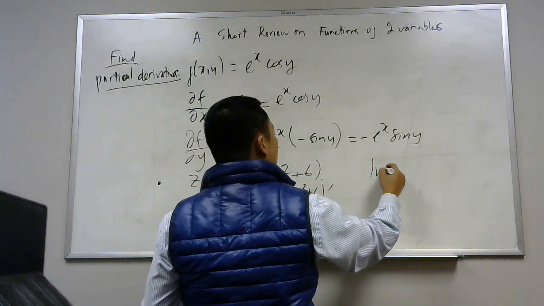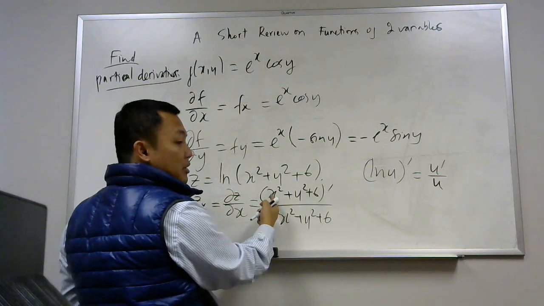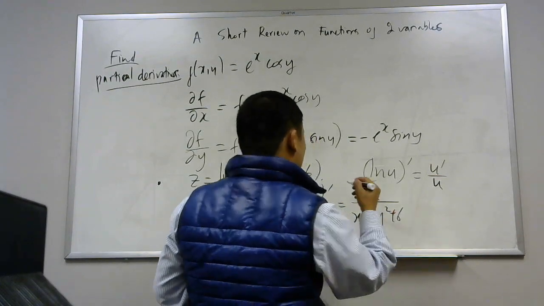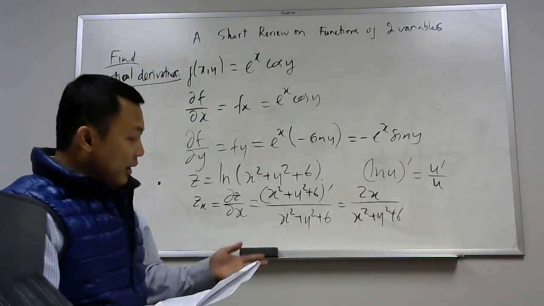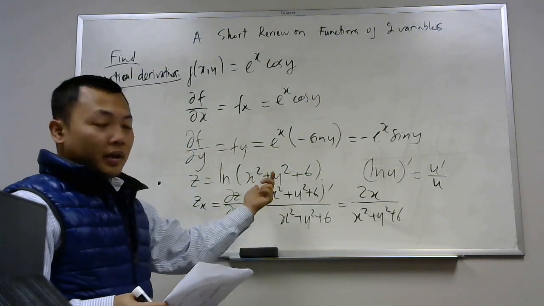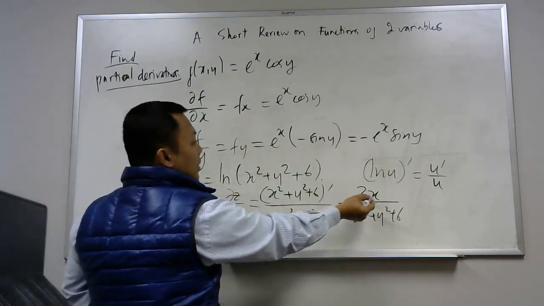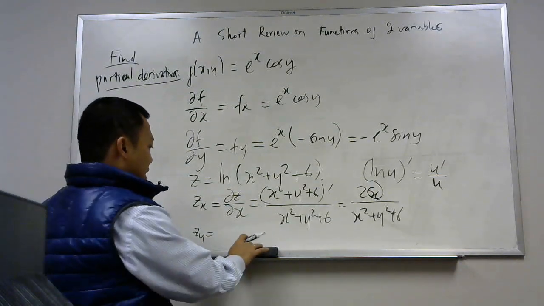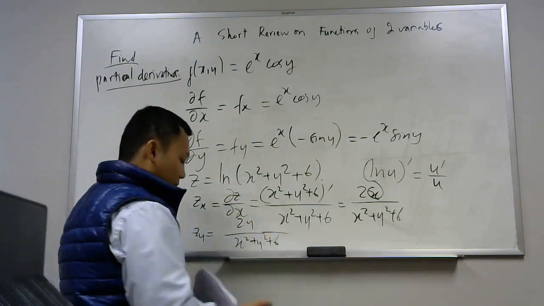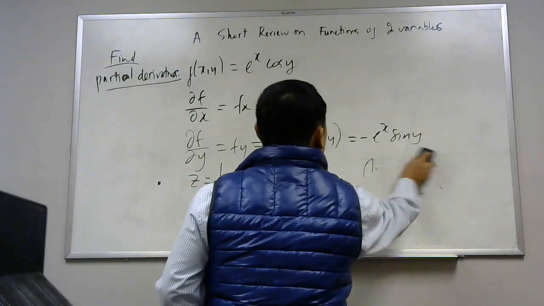Don't forget that the derivative of ln of u is u prime over u. The derivative of this with respect to x is just 2x, and then I have x squared plus y squared plus 6. Similarly, you can take the derivative with respect to y. You see x and y have the same role. So you write zy by just replacing x with y, and you get the answer: 2y over x squared plus y squared plus 6. That is the fifth question.